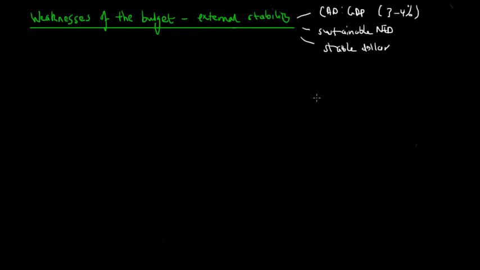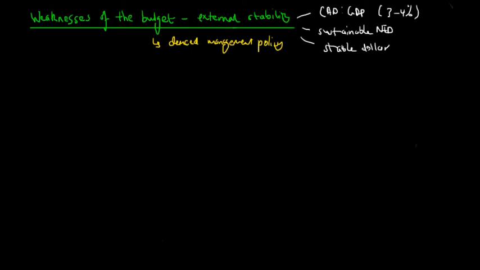So this lecture will focus on what the weaknesses of the budget in moderating aggregate demand has in achieving external stability. Now we're going to assume that the budget is purely a demand management policy. As we know, sometimes the budget can be aggregate supply orientated, but for the purposes of this lecture, we're just going to focus on the budget as a purely demand management policy.